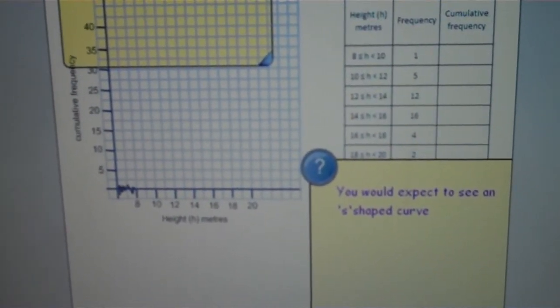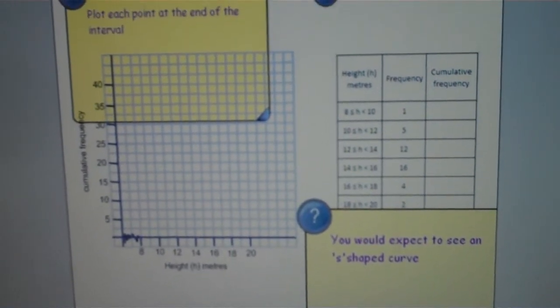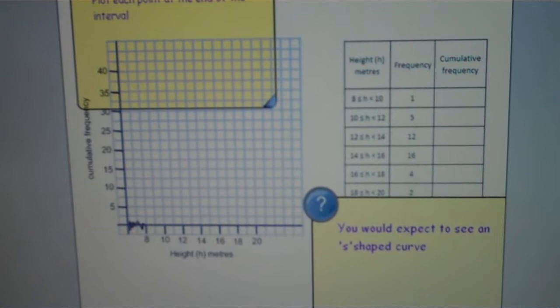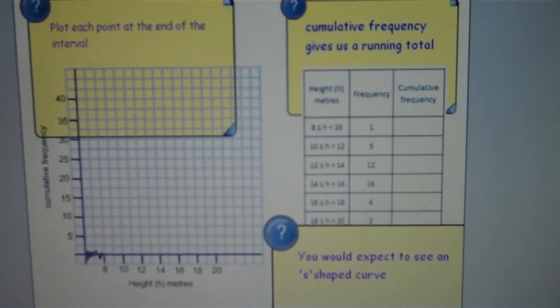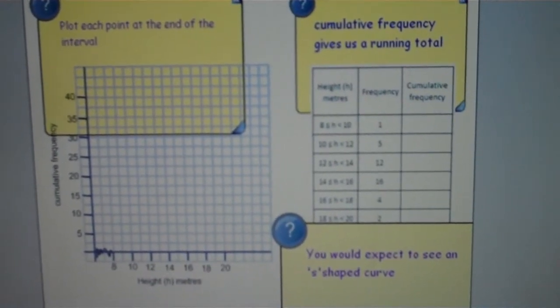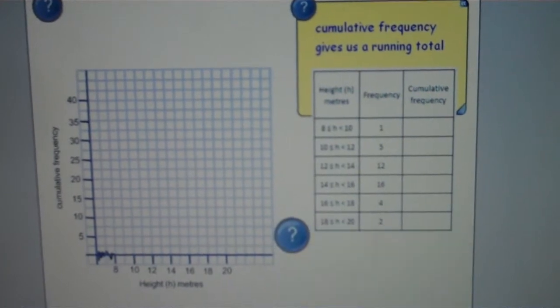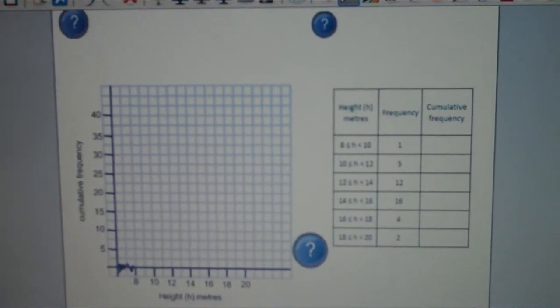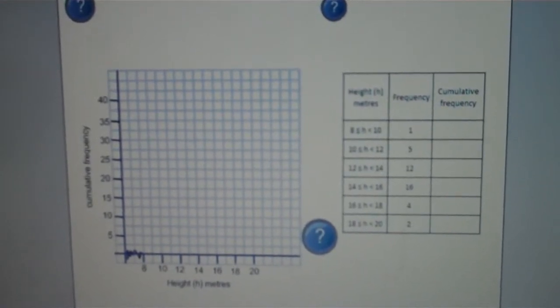With any graph, what do you expect the graph to look like? And on this one, you are expecting to see an S-shaped curve. And in terms of cumulative frequency, it's a running total. Okay? So, if we look at this one here, sometimes you might have that extra column in, sometimes you might not.